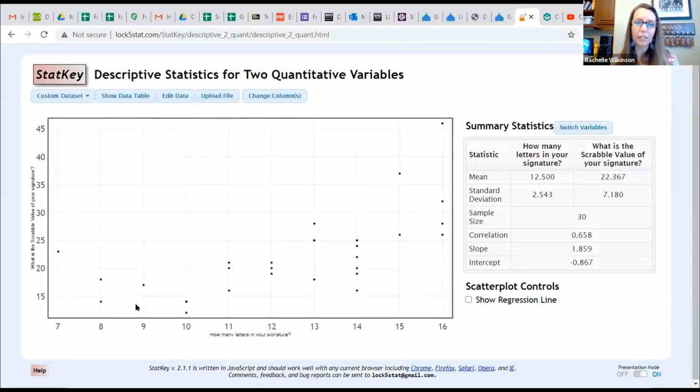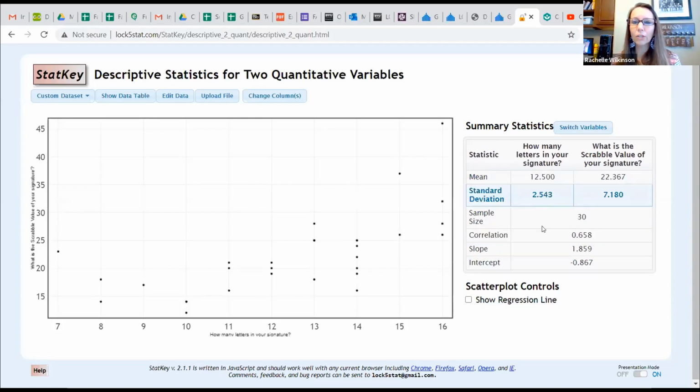We looked at this a little bit in class last time. We decided that the form was mostly linear, but a little bit banana shaped over here. It seemed like it was going to be linear, and then over here we had a little bit of a flattening, almost looking like a banana. So a little bit of slight curvature there. We said the direction was positive. It does seem like in general, as the number of letters in your signature increased, so did the Scrabble value for your signature. And the strength we said was moderate, especially because it does have a little bit of that curvature in it.